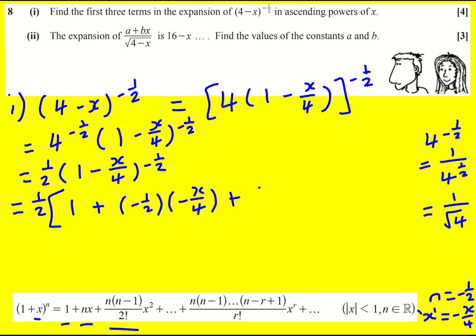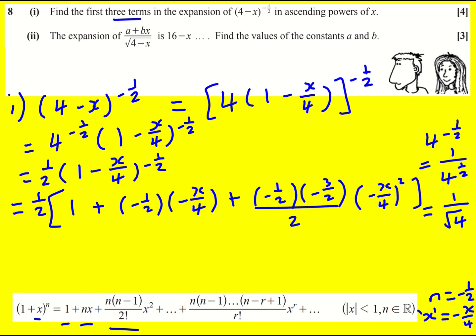So n, which is again minus a half, times n minus 1, which is minus 3 over 2, all over 2 factorial, or just 2, and then minus x over 4 all squared. Now there are other terms, but I'm just asked to find the first three. Okay, so I'm going to get a half, 1 plus 1 over 8x, because it's a half times a quarter.